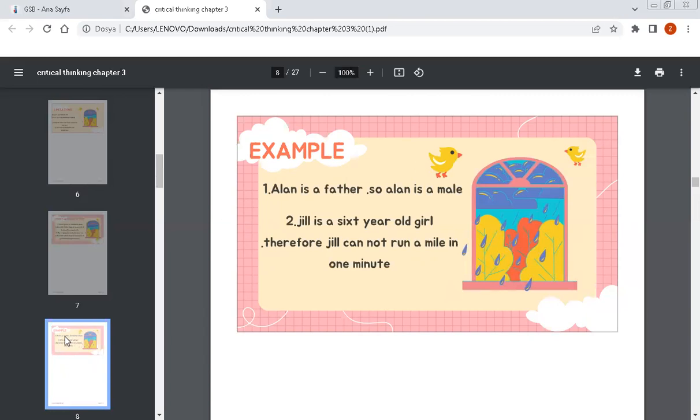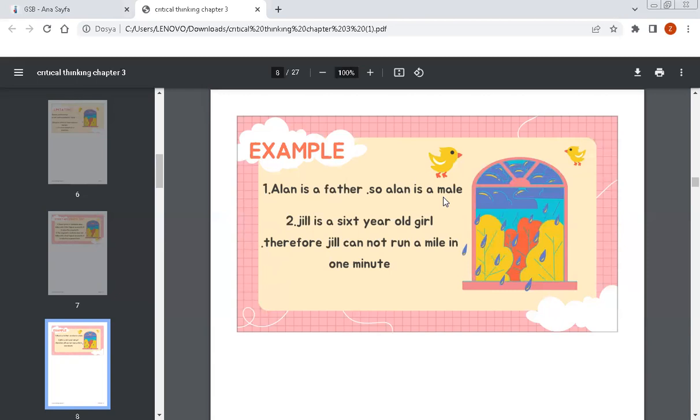And here are two examples to understand more clearly. The first is: Alan is a father, so Alan is a male. It is deductive, because is there any possibility that Alan is a father and he is female? Of course not. The conclusion follows with strict logical necessity.